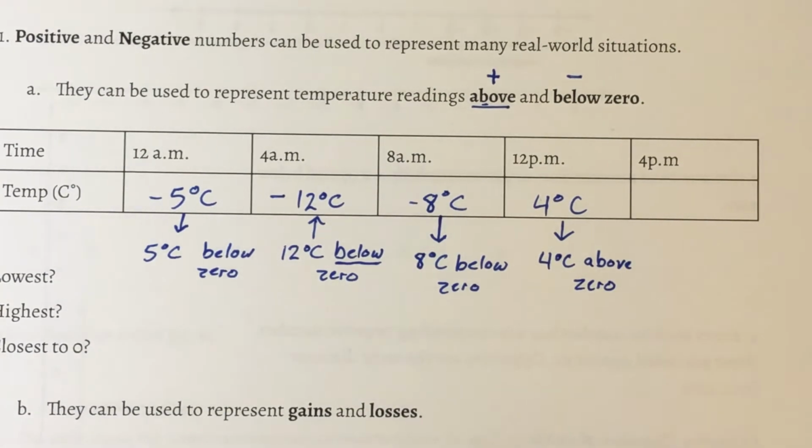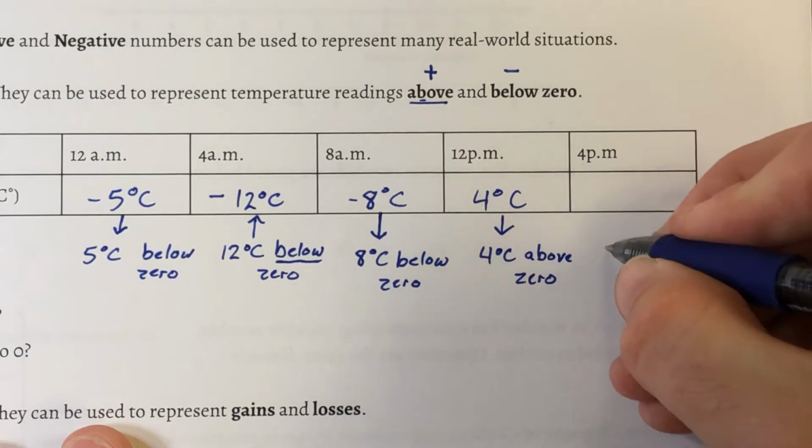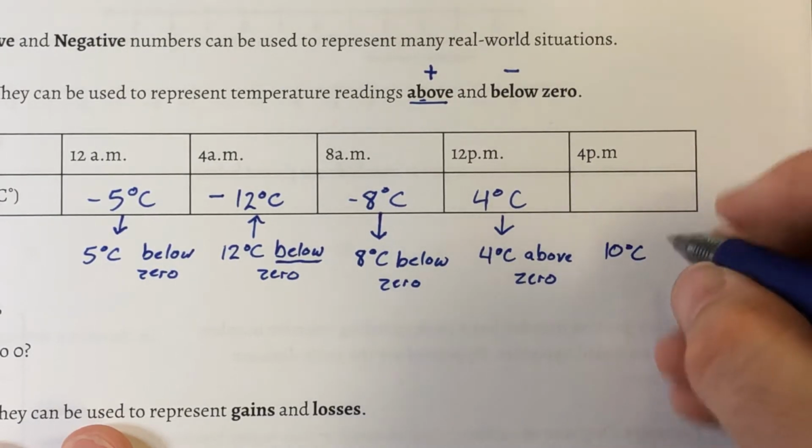All right, last example. Let's say I have in words, someone says it's 10 degrees Celsius above zero.